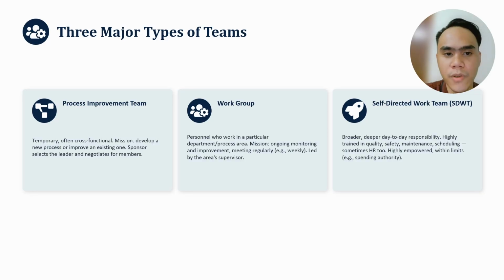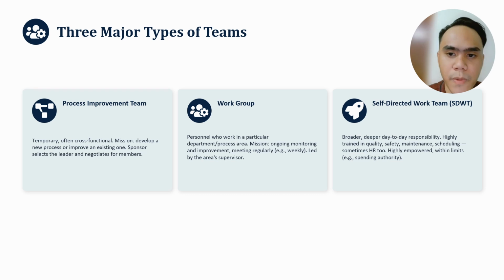The chapter also identifies three major types of teams so widely used in quality work. It's worth understanding the specific differences because using the wrong team for a given situation is a common practical mistake. First is the process improvement team. These are temporary teams whose mission is to develop a new process or improve an existing one. They're often cross-functional, pulling representatives from multiple departments involved in the process under study.